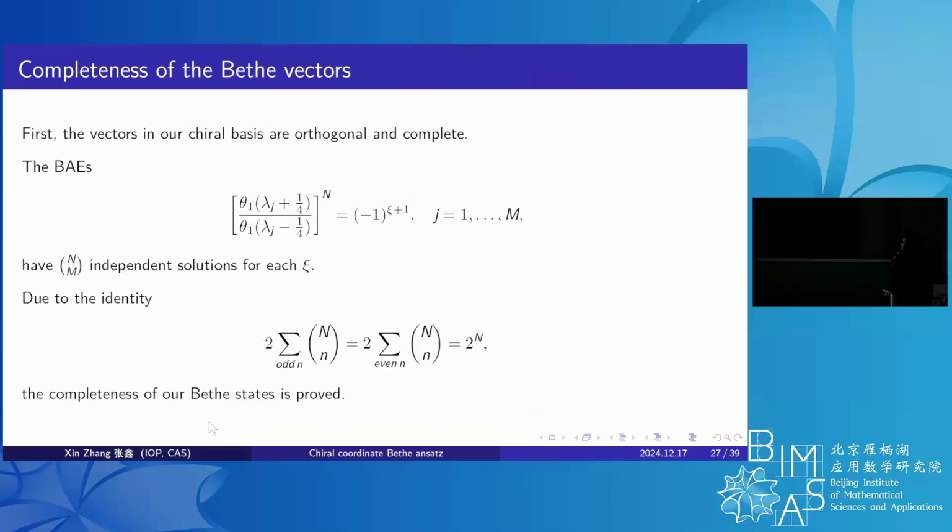So then is the completeness of the Bethe vector. First, we see that the vectors in our chiral basis are orthogonal and complete. So then let's see the Bethe ansatz equation.